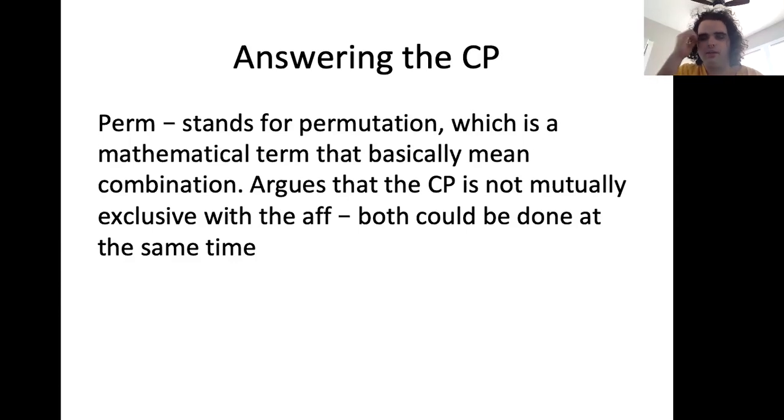There's nothing stopping it. And it would be better to do both of them than it would be to do just the counterplan. So the affirmative gets the benefit of being able to say that we should do both, while the negative has to say that we should only do the counterplan. The affirmative does not have to say we should only do the plan. The affirmative can say we should do both at the same time. That's the permutation.